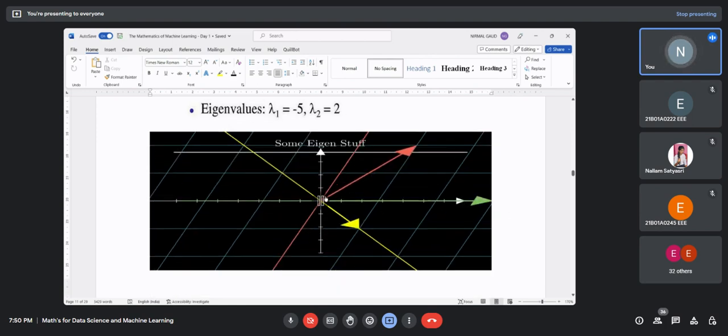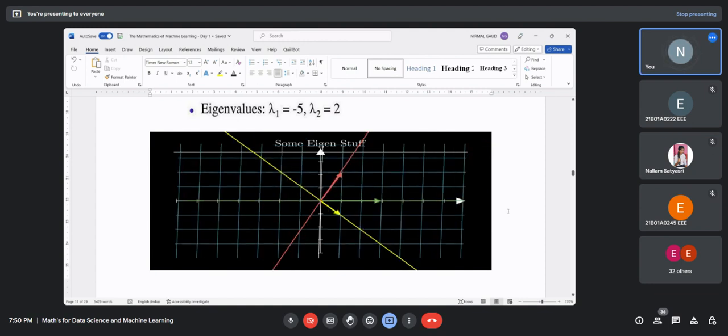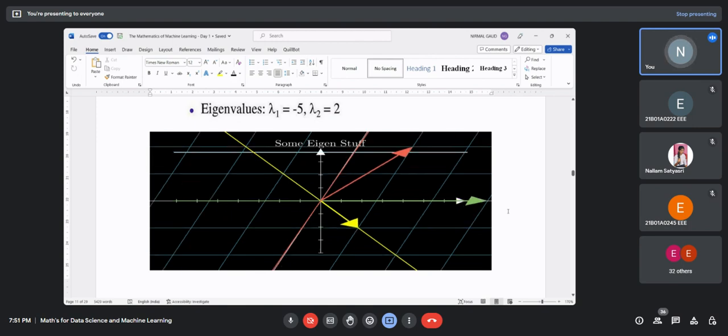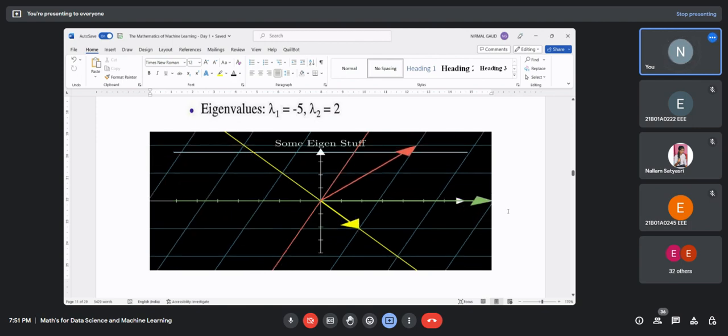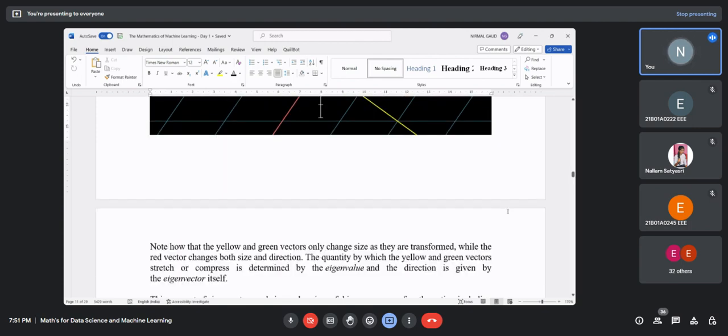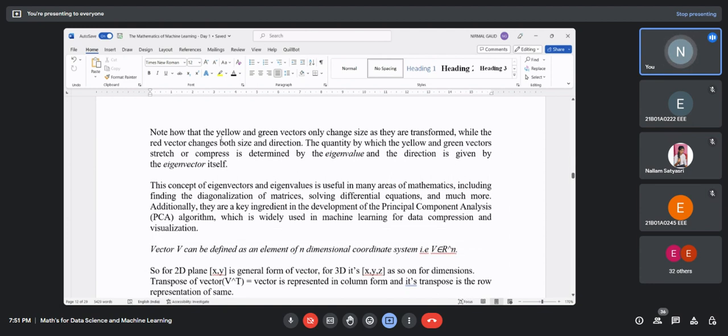All right, and this is how your vectors are represented. This visualization shows the eigenvalues and eigenvectors represented in a plane. Here the yellow and green vectors can only change size when they perform some transformations. The quantity by which the yellow and green vectors stretch or compress is determined by the eigenvalue, and the direction is given by the eigenvector.